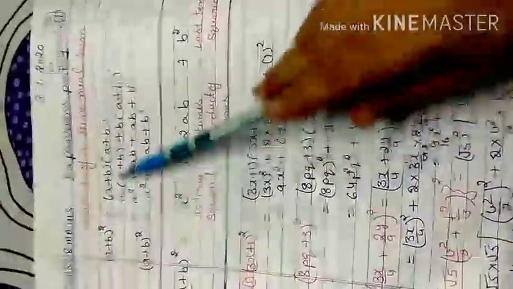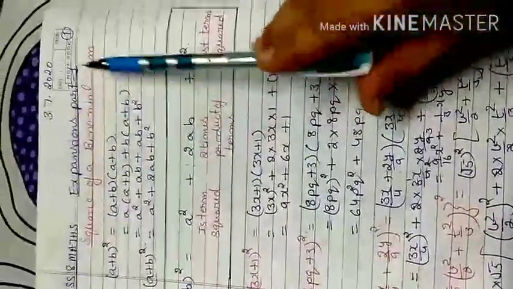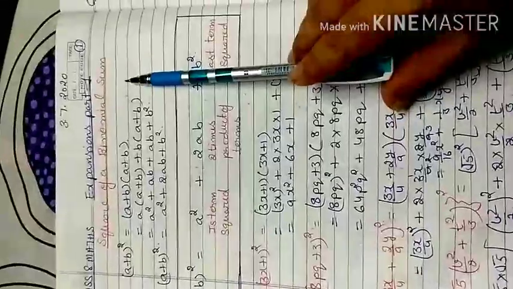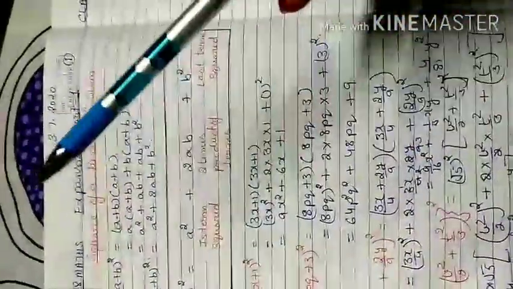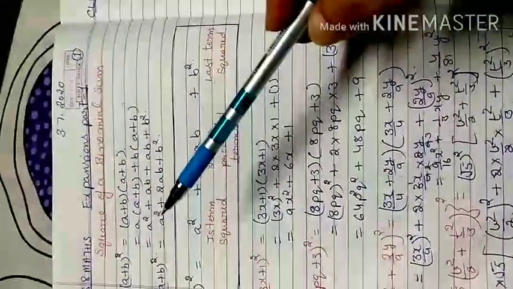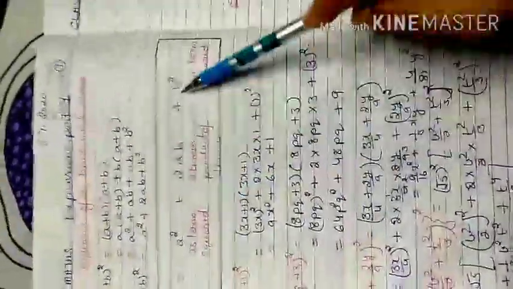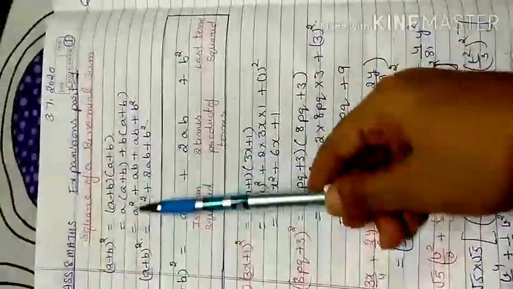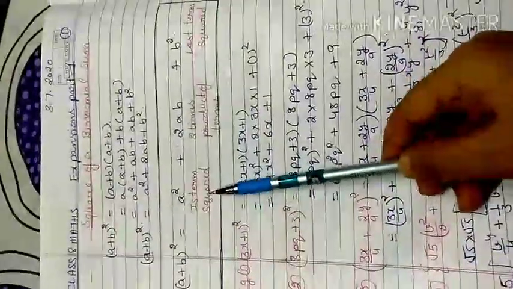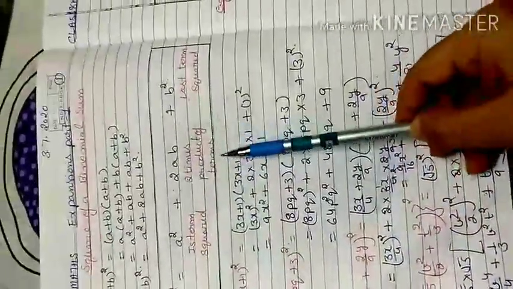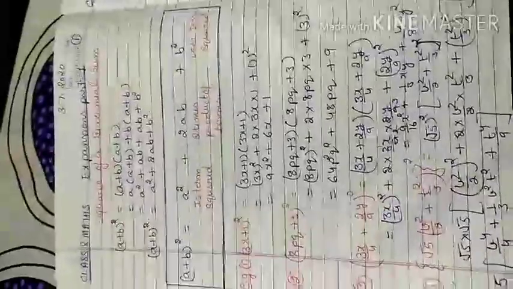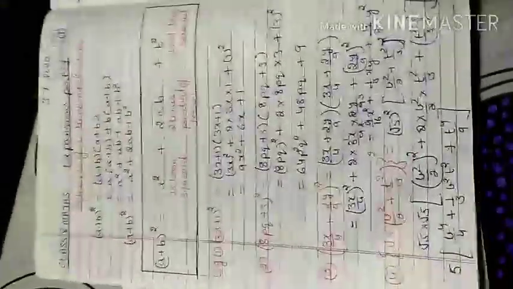If I have (a plus b) whole square, that is the square of a binomial sum, where two terms are added, so how do you find the square of that? Remember one thing: when you find the square of a binomial, the answer will always be a trinomial. Trinomial means three terms. So when I multiply, I get (a plus b) whole square is a square plus 2ab plus b square. That means first term squared, 2 times the product of both terms, and last term square, with a positive sign in between. Then how can I apply it in my question?